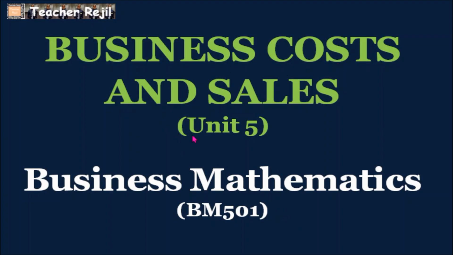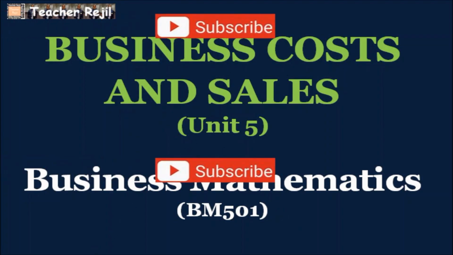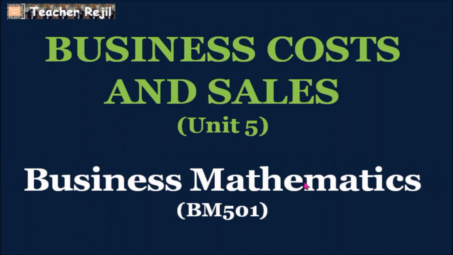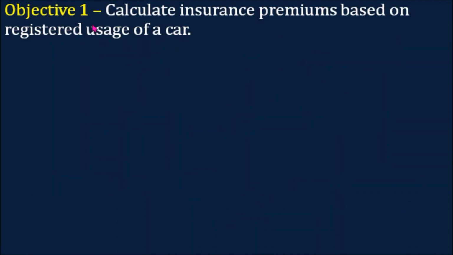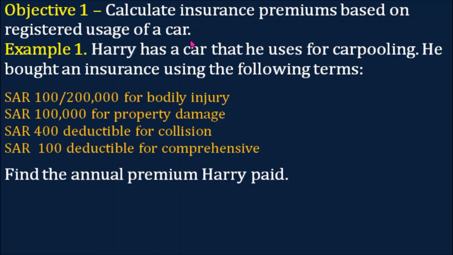Business Cost and Sales is Unit 5 of the course Business Mathematics or BM501. Objective number 1. Calculate insurance premiums based on registered usage of a car. Example number 1. Harry has a car that he uses for carpooling.